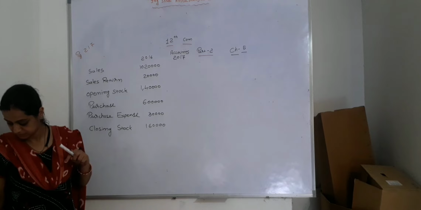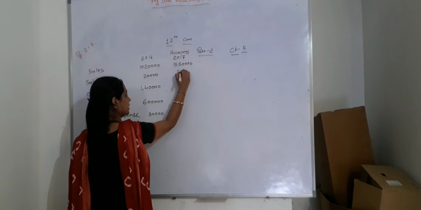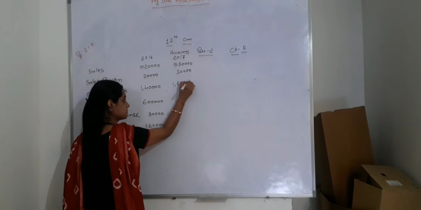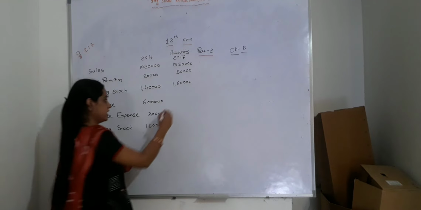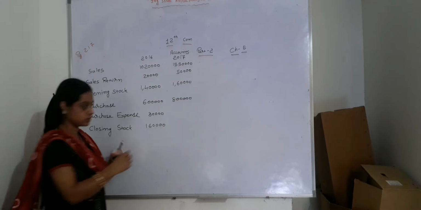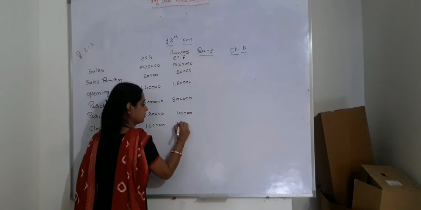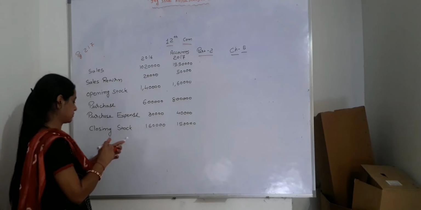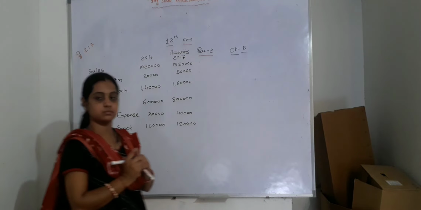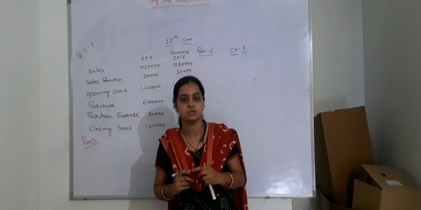For 17: 15 lakh 50,000, 50,000, 1 lakh 60,000, 8 lakh, 40,000 and 1 lakh 50,000. This is the question they have given.